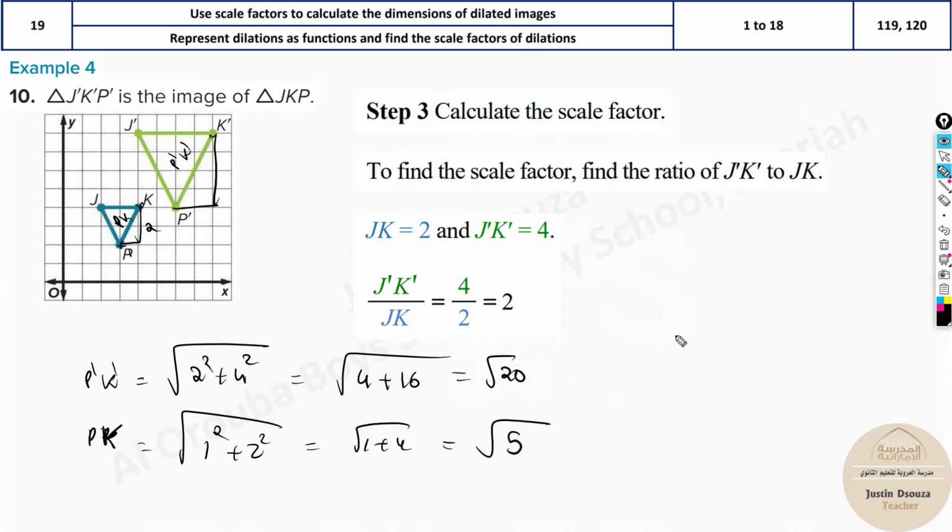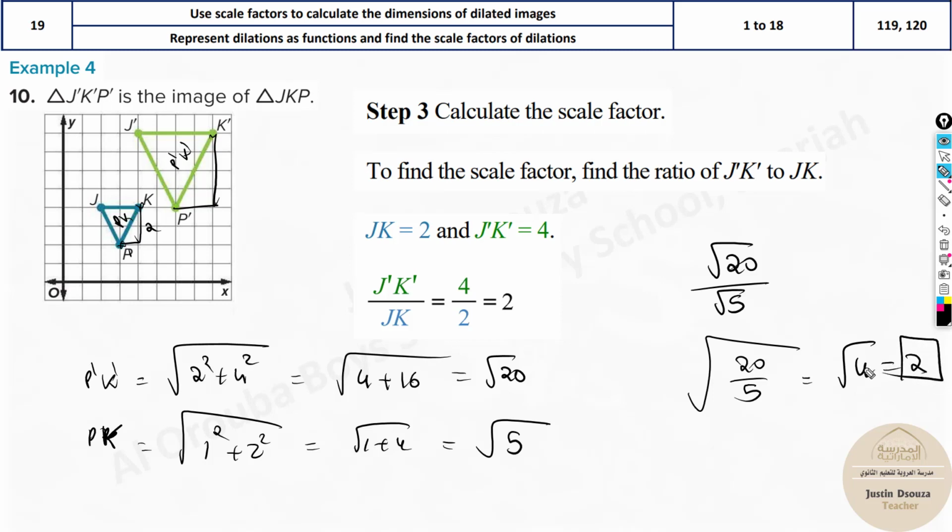Now just divide both of these. When you divide the dilated image, square root 20, by square root 5, what happens? Take the square root together, it will be 20 divided by 5. You can put it in the calculator, it's fine. It's square root 4, that is 2. The answer is 2, and we got the same thing. It's up to you. This is simpler, I feel. That's why I told it, but you can even do the long method. You will get the correct answer itself.